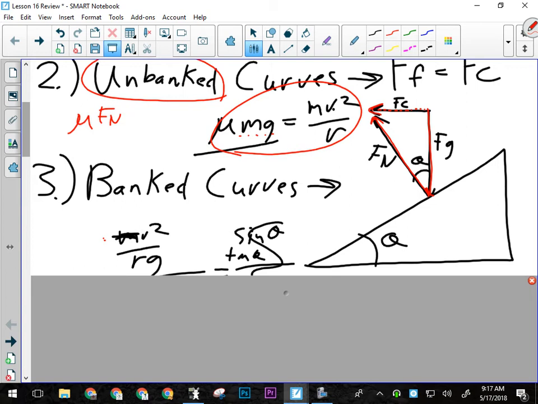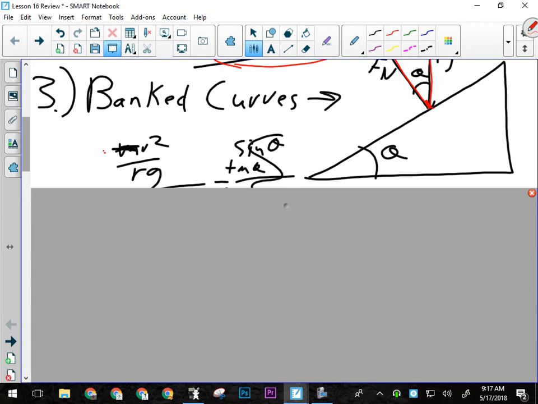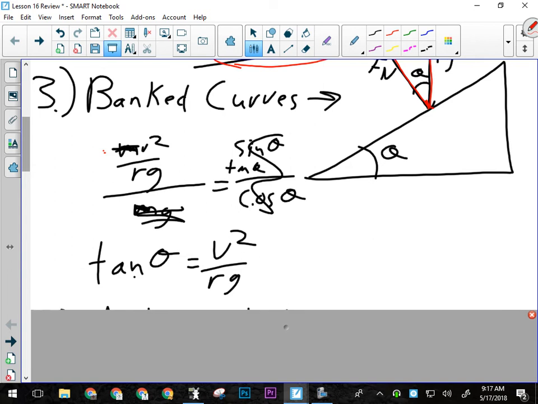Questions on banked curves? Okay, so remember the banked curve formula. We did derive that in class. You don't have to derive it, but it's on your formula sheet like that. The tan of the angle of bank is equal to v squared over r times g.